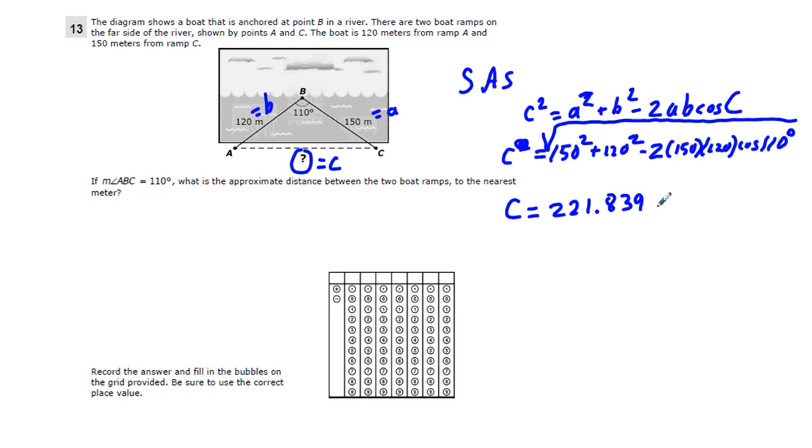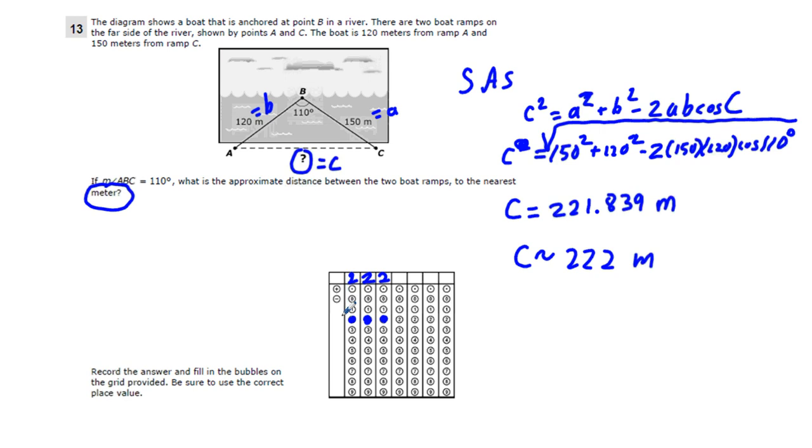And we are in meters. Okay, so to the nearest meter, 221.839 is going to be 222 meters. So we just put in 222. So we bubble in here 222. So that's it. Should be quite simple problem. Okay.